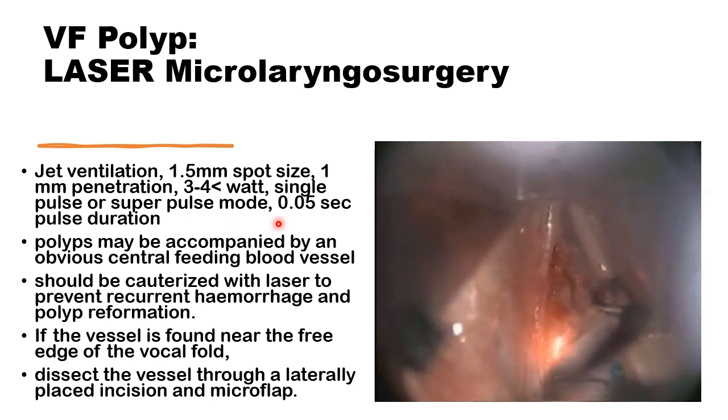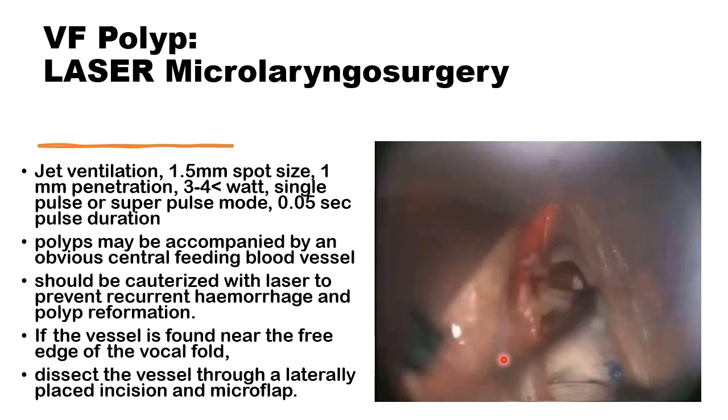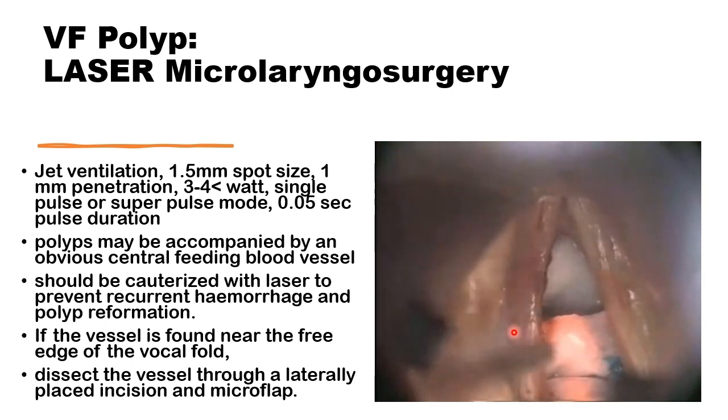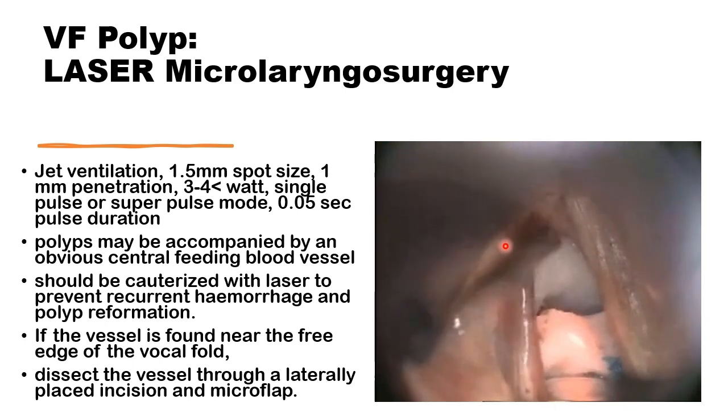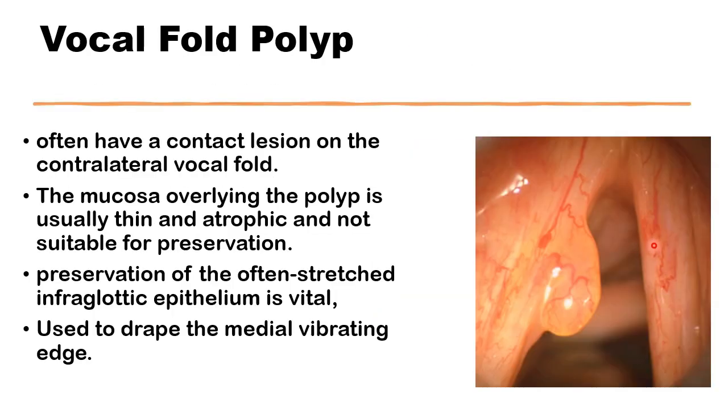The polyps can usually be accompanied by a feeding vessel, and this should be coagulated to prevent any chance of recurrence. But basically, we are using the laser here to cut down the base of the polyp with minimum loss of epithelium, so that the mucosal wave would be regained very quickly. There is often a contact lesion on the contralateral side of the vocal fold polyp that may require attention during surgery.